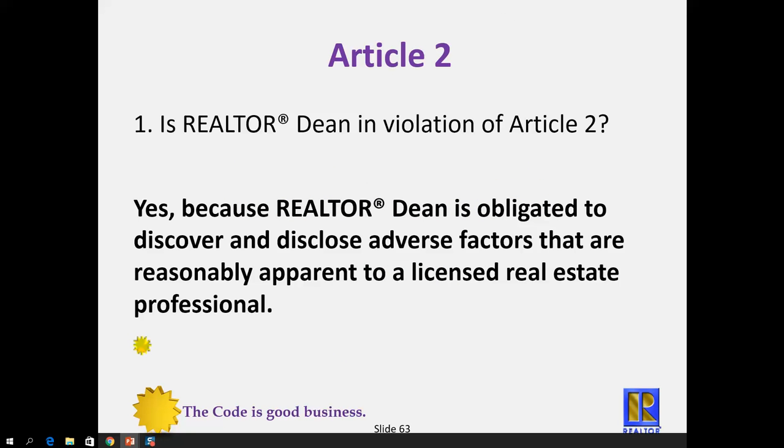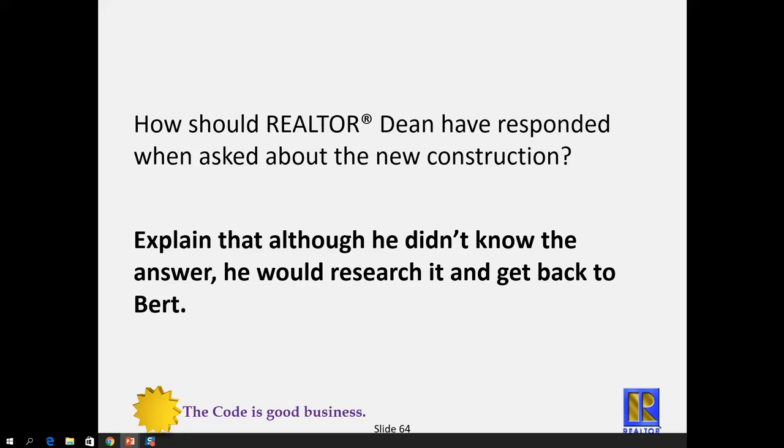Welcome back. How did you do with this article? Is Realtor Dean in violation of Article 2? The answer is C, yes. Because Realtor Dean is obligated to discover and disclose the adverse factors that are reasonably apparent to a licensed real estate professional, obviously a little due diligence would have been prudent and avoided this situation. How should Realtor Dean have responded when he was asked about the new construction? Answer here is B. Explain that although he didn't know the answer, he would research it and get back to Bert.